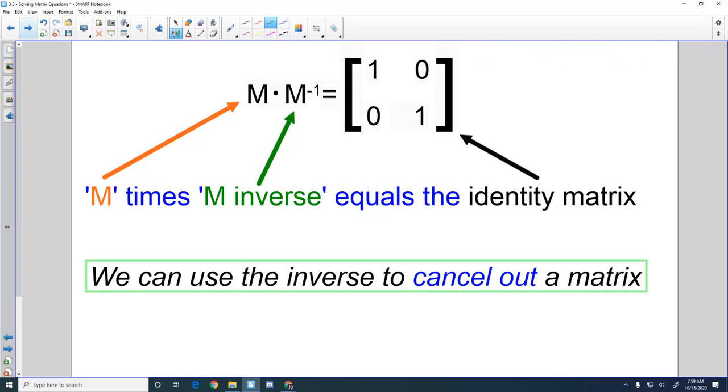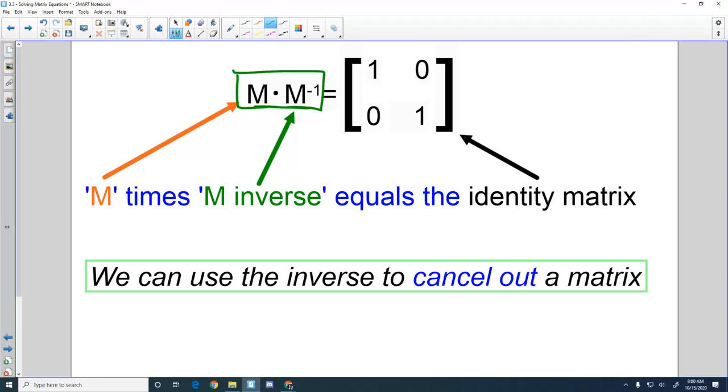So on this slide, I'm just showing you, if I take any matrix M and I multiply it by M inverse, the result will always be the identity matrix. Any matrix times its inverse equals the identity. Which again, in terms of solving an equation, if I've got this identity matrix in there, I can just cross it off. I can pretty much ignore it because it doesn't change my value.